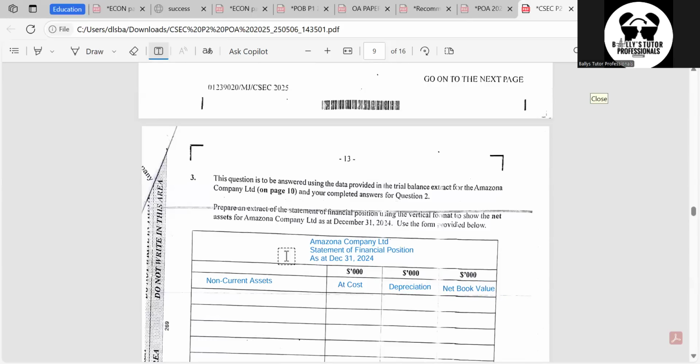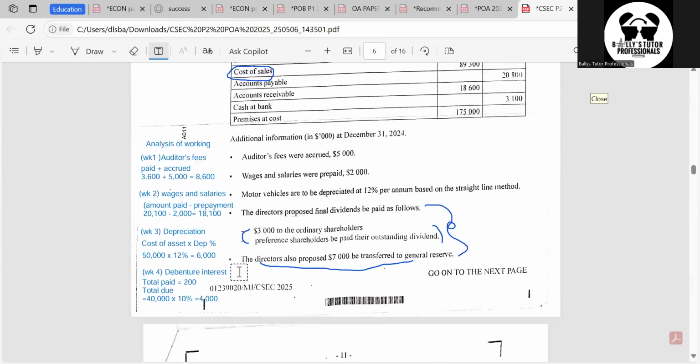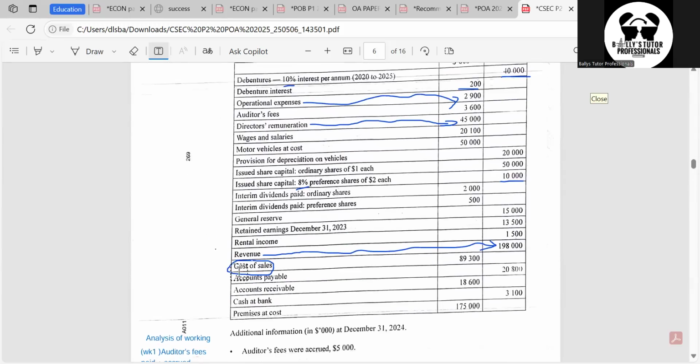So let's do, did they say any order to use? They did not say to use order of permanency or order of liquidity. So let's decide for ourselves. Let's use order of permanency. So order of permanency is the one that is hardest to change to cash, goes first. So our non-current assets, according to number 2, since that's what we're doing, was motor vehicle. And we had anything else? Yes, premises. So premises is more permanent than motor vehicle, and premises didn't have any depreciation.